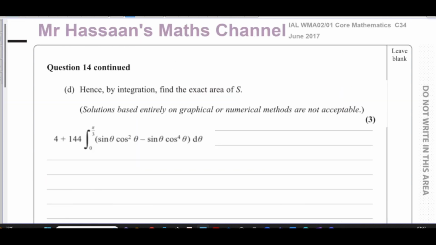Of course I guess part D will say find that area. Hence, by integration, find the exact area of S. So we have got to find the whole of this answer for this integral. All right, so you've got to integrate all of this.